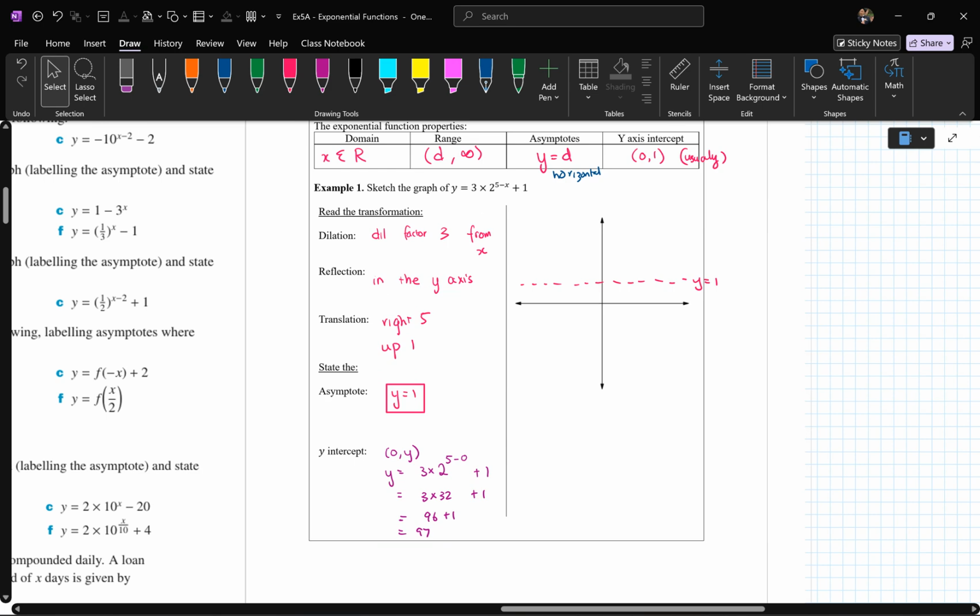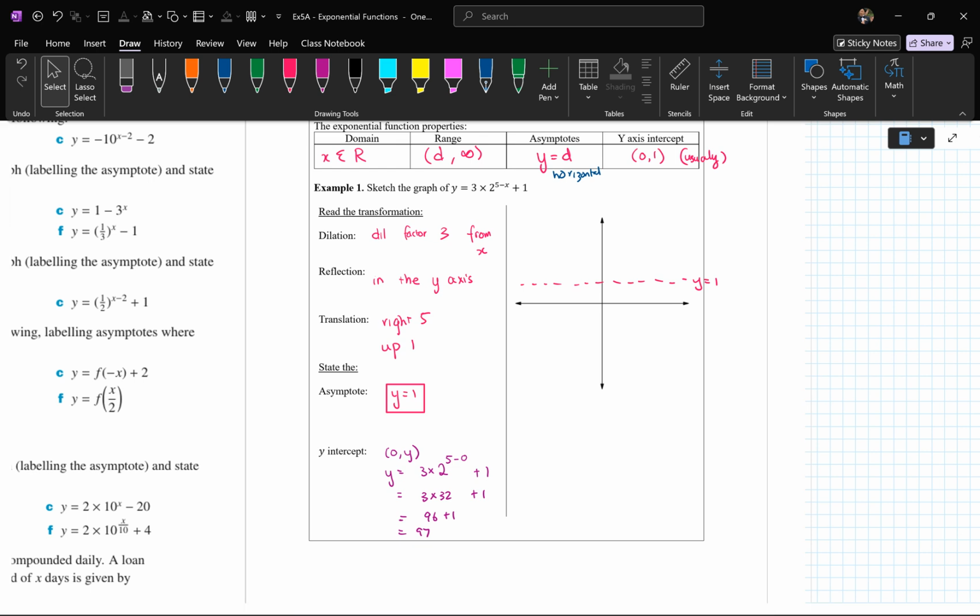Oh, sorry, because it was a reflection in the y-axis, wasn't it? Not the x-axis. I drew it down this way before. There's a reflection in the y-axis, so it should have looked this way. That's why it's always good to check your y-intercept. See what I did? So checking your y-intercept, we know it's up here, 0, 97, and drawing the graph.